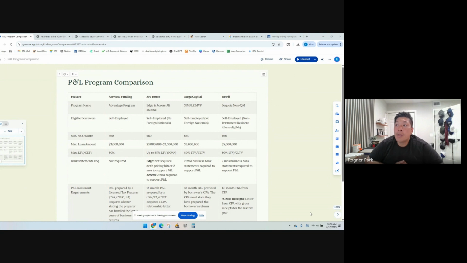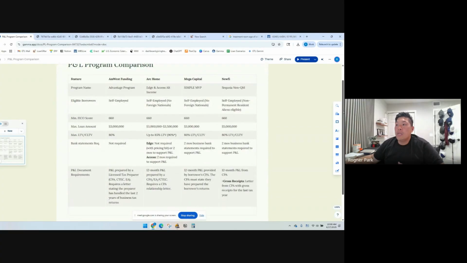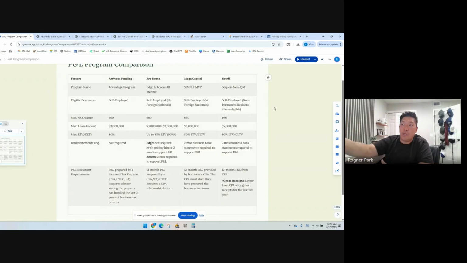And again, we're going to actually go into it. Okay, so a P&L program. We'll go over it real quick, and then we'll go into why. So, these are the four that I looked at: AmWest, ARC, Mega, NewFi. I have used all four, and that's why I picked them. I have personally used all of them for bank statements and P&L programs and for seconds. Obviously, you've got to be self-employed.